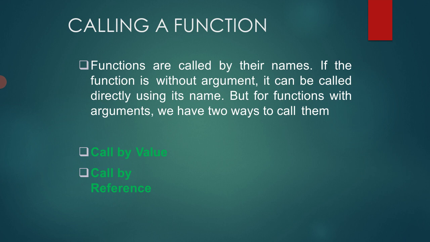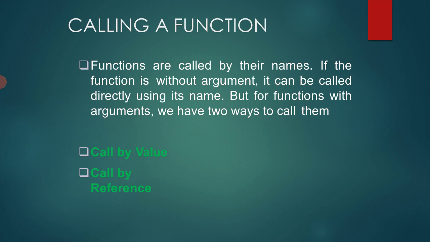So as we have to call the function, what are the different methods available? What is the criteria that we have to follow to call a specific function? So in this topic, calling a function, we have to study the different methods which are available to call a function. Functions are called by their names. If the function is without argument, it can be called directly using its name.